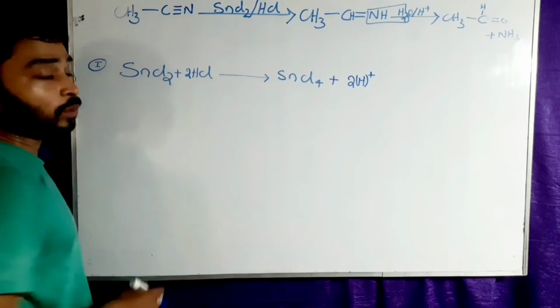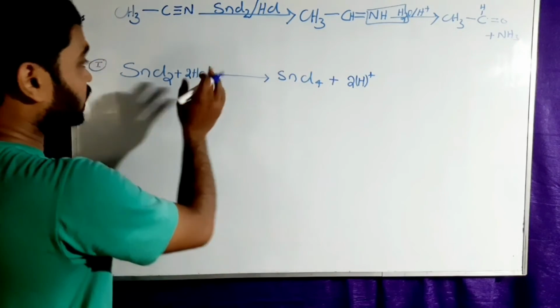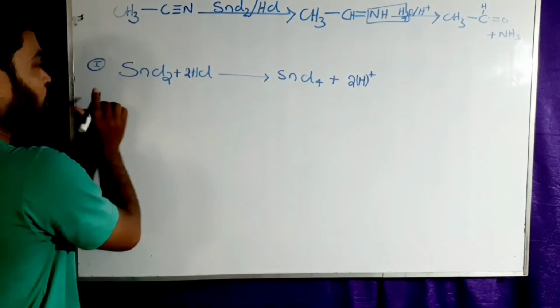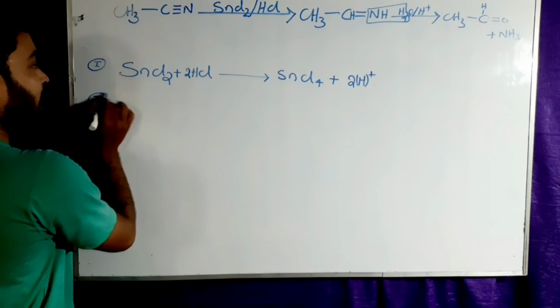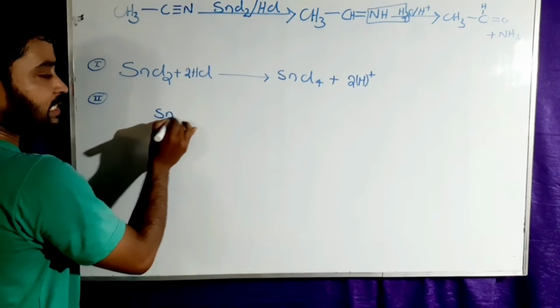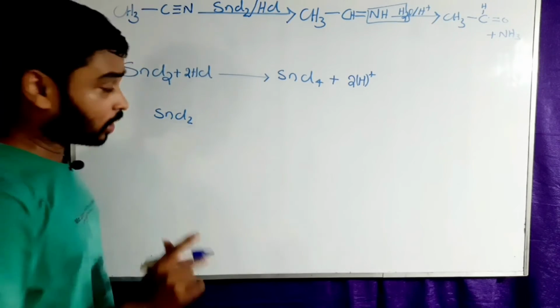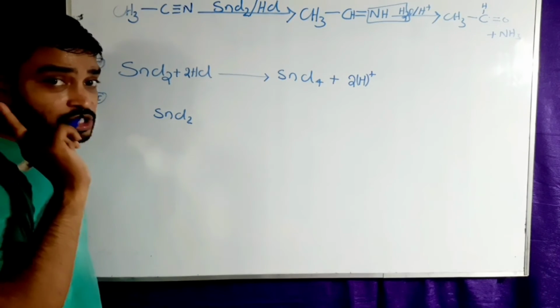This is the first step, what occurs in this process, and the reducing agent. Now we can mark clearly what happened here: SnCl2. In SnCl2 the oxidation number obtained is +2.